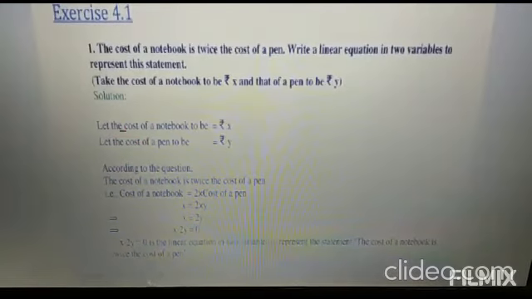First we will write the given thing, and then we will write according to the question. The cost of a notebook is twice the cost of a pen, as it is given. We do not need to write it, but you can write it. Now, the cost of a notebook is twice the cost of a pen, that is, cost of a notebook is equal to 2 into cost of a pen. Okay guys, this line is very important. You have to write this line, and then cost of a notebook is X and cost of a pen is Y.